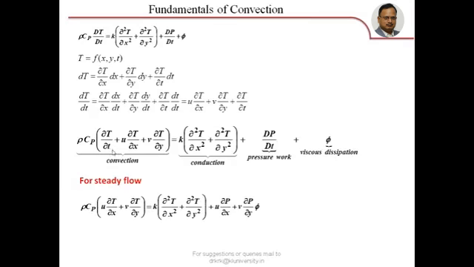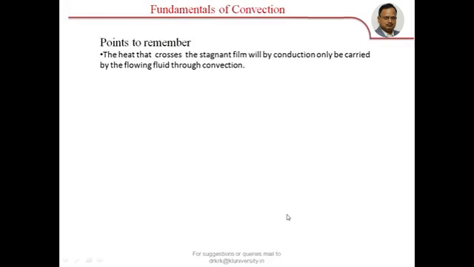If you consider steady flow, the dou T by dou t becomes 0, and you will get the equation in this manner. So we have seen the continuity equation, the momentum equation, and the energy equation. Continuity and energy equations are singular, whereas for the momentum equation you have to consider momentum in the x direction, y direction, and z direction. So you will get 3 equations.